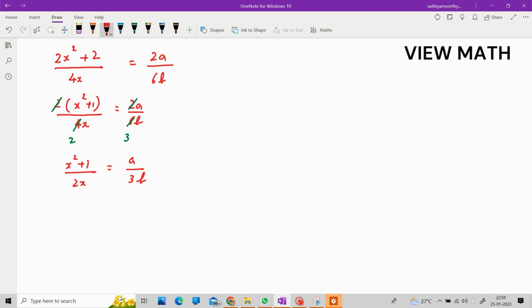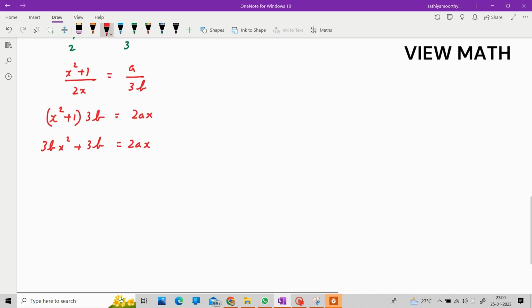Now let me cross multiply: 3b into x square plus 1 is equal to 2ax. Now 3b, let me multiply inside, I get 3bx square plus 3b is equal to 2ax. Now let me bring this 2ax to the left hand side. I get 3bx square minus 2ax plus 3b is equal to 0. So hence we have proved.